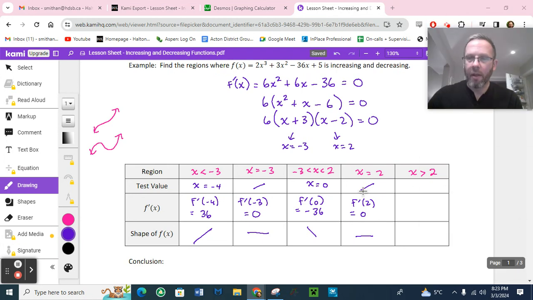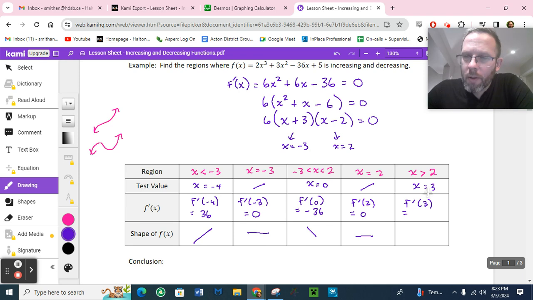And then finally, let's pick a simple value, x equals 3, to plug in for this interval. F prime at 3 is equal to 6 times 9, which is 54, minus 18, minus 36. X is greater than 2. What did I get?